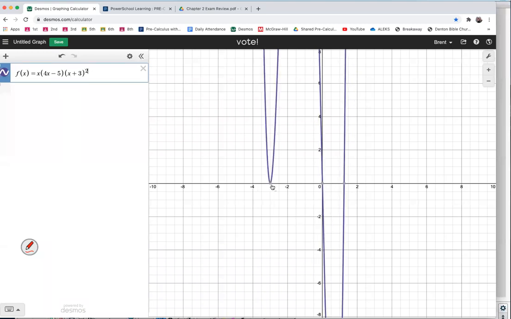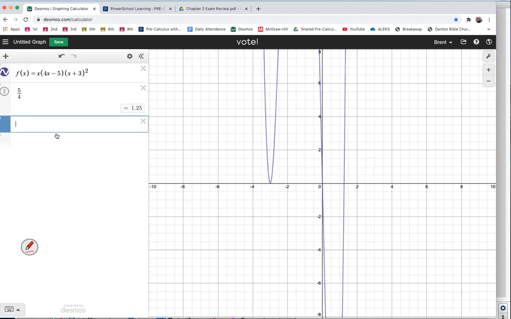There's our graph. You can see the zeros. Negative 3, 0. 5 divided by 4 is 1.25. So there's the zeros. Multiplicity always looks like a parabola or S-curve on the spot. That's why that has a multiplicity of 2 right there.